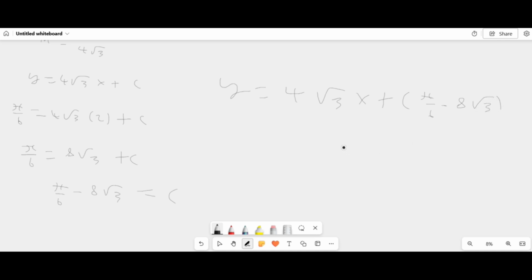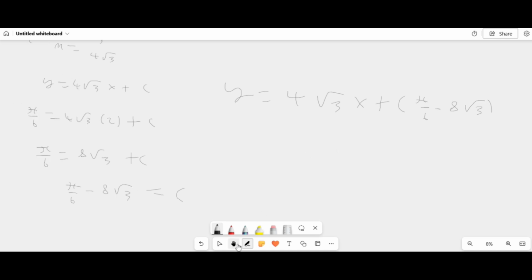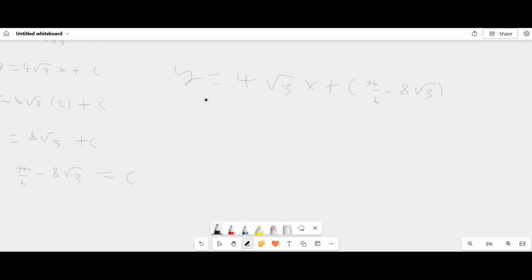Alright, and what does it want you to do now? It wants you to put it in some form, so we want to just make it all equal to 0. That's easy. Just bring y onto that side, and now you've got 0 is equal to 4 root 3x plus pi over 6 minus 8 root 3 minus y.